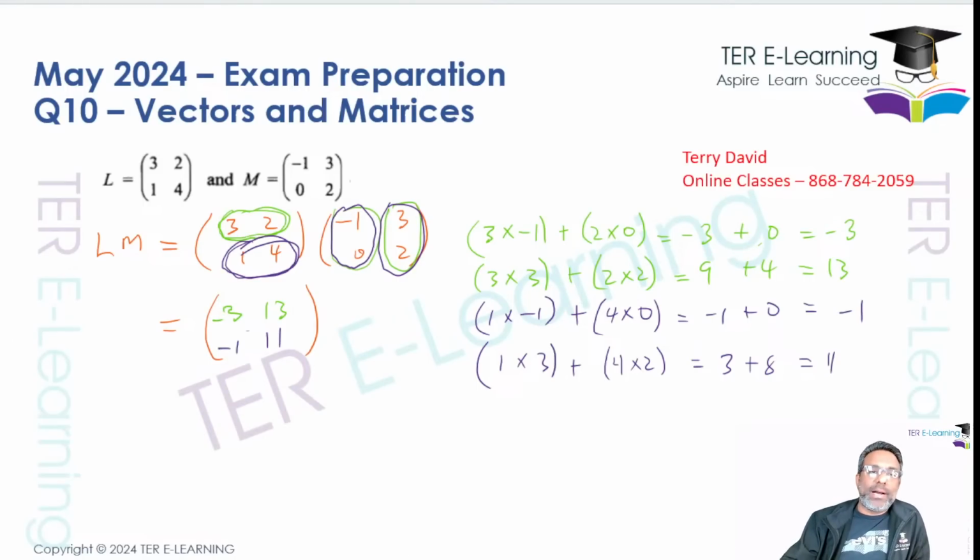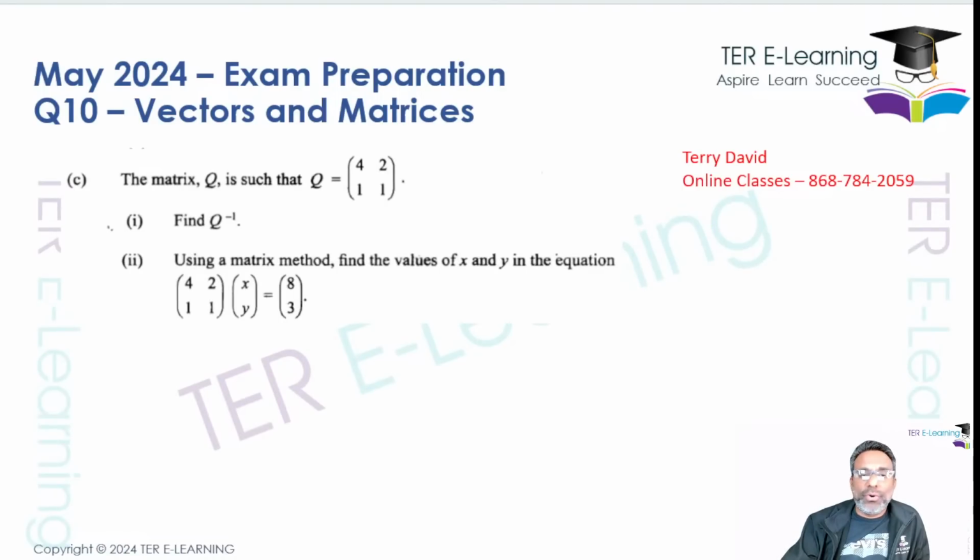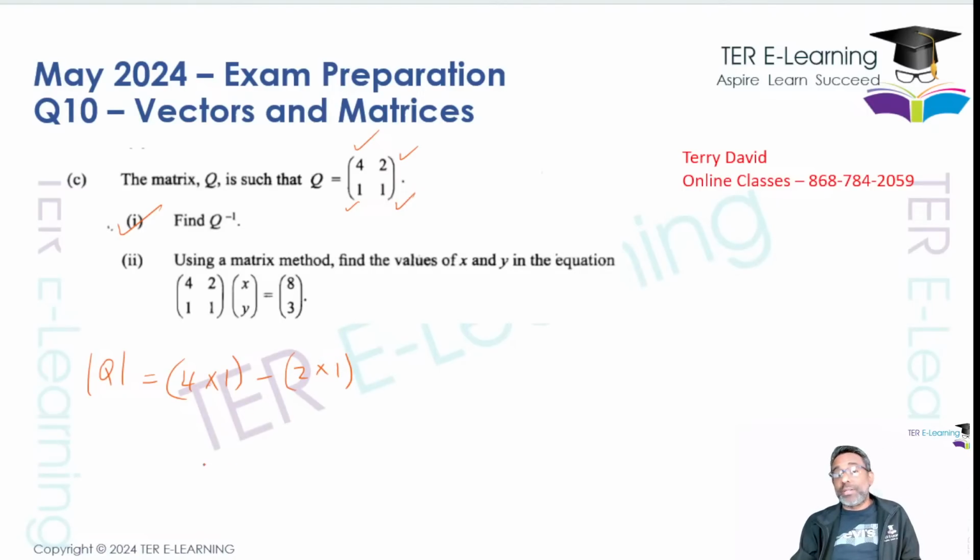Right, so that's my 2 by 2 matrix here. Moving on to the next one. We have a matrix Q, and we want to work out the inverse of the matrix. The first thing we need to do is find the determinant of Q. We take this number and multiply by this number, so it's 4 multiplied by 1, minus, then we take this number and multiply by this number, 2 multiplied by 1. That's how we find the determinant of a matrix.